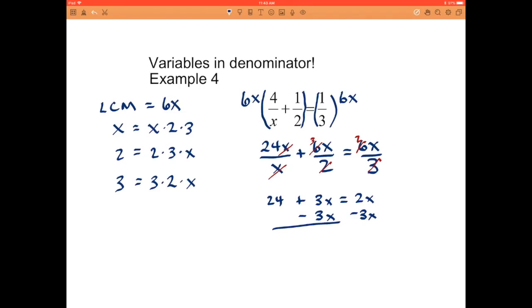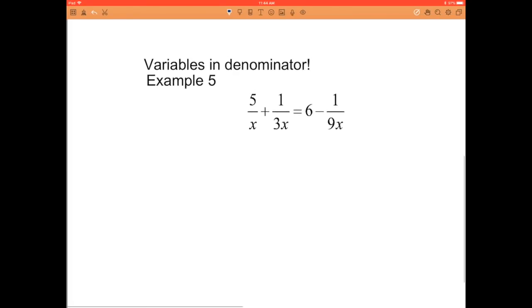Subtract our 3x from each side, and we're going to say that 24 is equal to the opposite of x, which means that x is going to have to be negative 24. Now just take my word for it here. I know it's right, but you could always take it and plug it back in when you're doing it at home. All right, let's hit up the last example here.